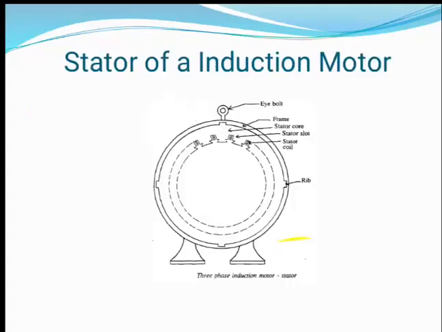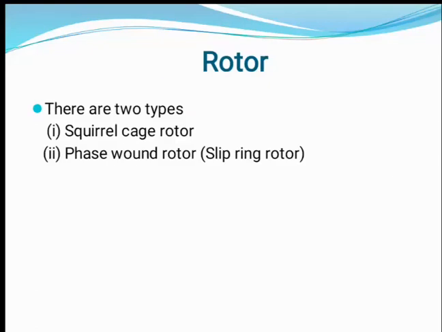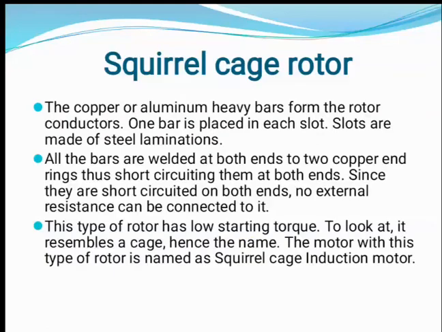Let us glance at what we mean by the rotor. As already said, the rotor is the rotating part and these rotors are of two types. One is the squirrel cage rotor, another one is the phase wound rotor, that is the slip ring rotor. The squirrel cage rotor also has two types. First we will see what we mean by the squirrel cage rotor.